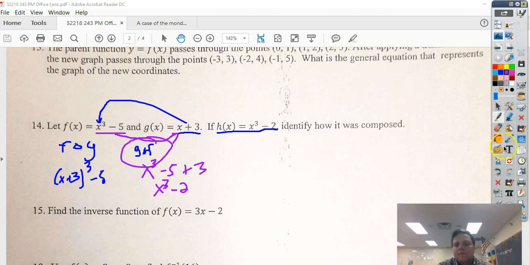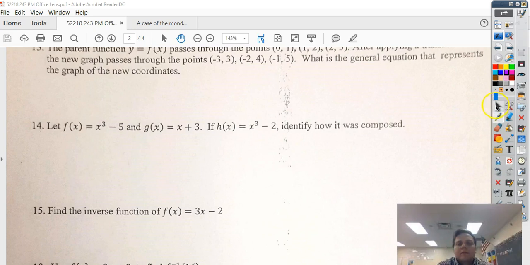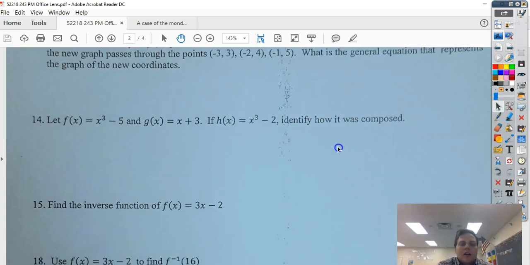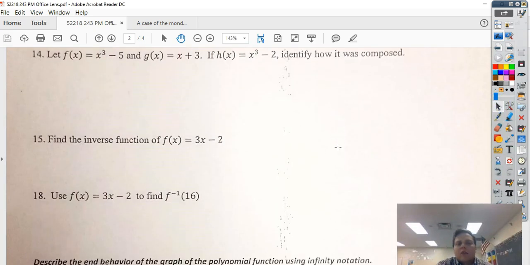Moving on. Number 15. Find the inverse function of f of x equals 3x minus 2. How do I find the inverse? How do I always start off finding inverses? Switch x and y. So this is going to become x equals 3y minus 2.